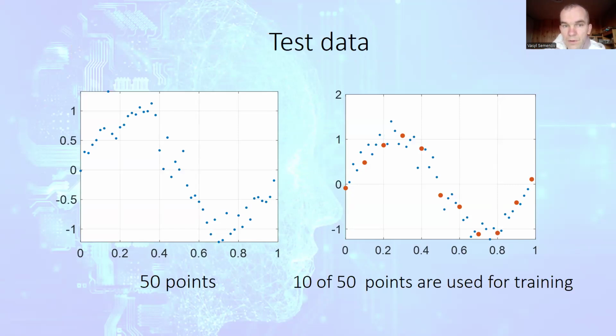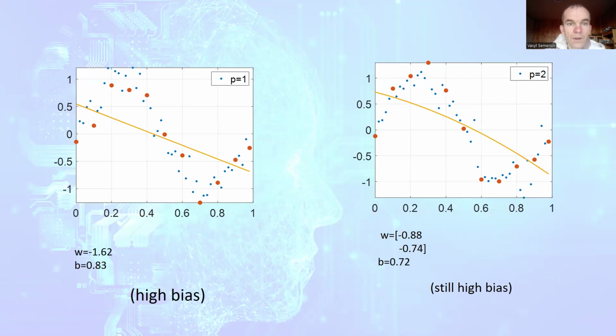I propose to consider some set of test data, 50 points, which are subdivided into training and testing parts, and we will use 10 points for training, as is shown on the right part of this slide. So we can apply first-order polynomial approximation, wx plus b, and we can see that on the left for p equal to 1, so it's a linear function, it provides quite a poor approximation, both for training and test data.